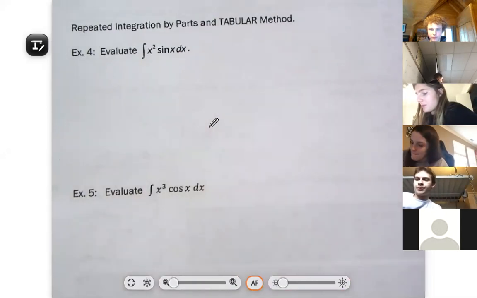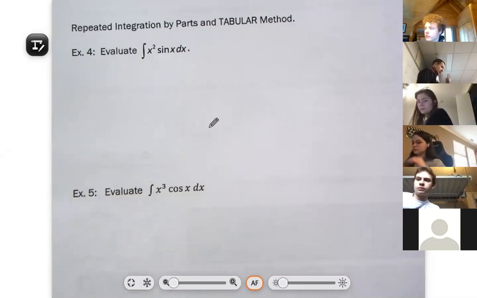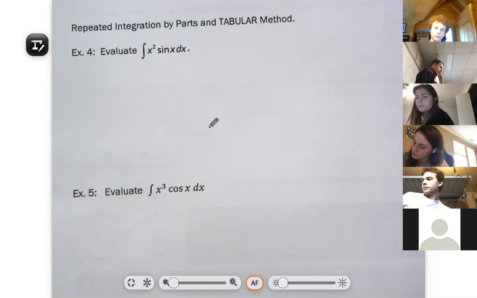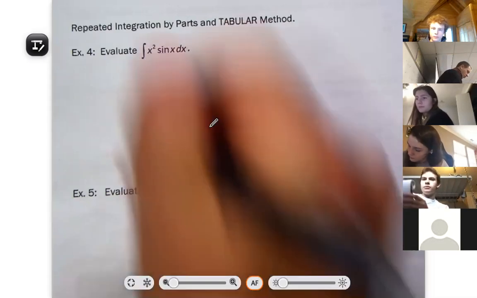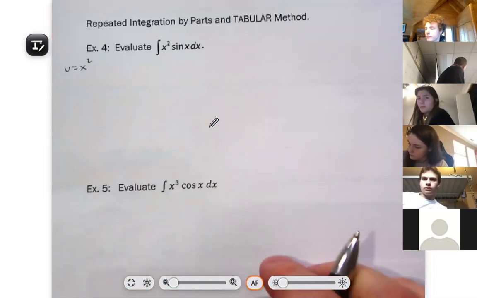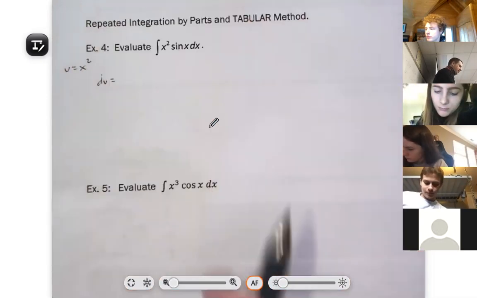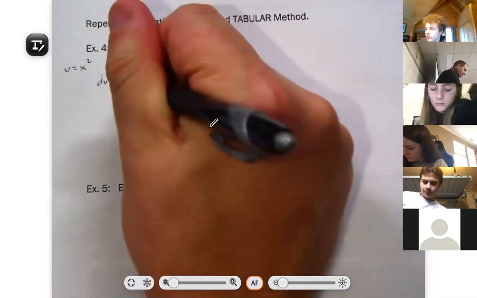So we're going to go ahead and integrate this one. Forget it even says repeated integration by parts and tabular method. Let's just pretend like we're going to do integration by parts. So I go through the list. Is there a log? No. Inverse trig? No. Algebraic? Yes. So I'm going to have u be x squared. U is x squared. And so that means dv is the rest. So dv is sine x dx.